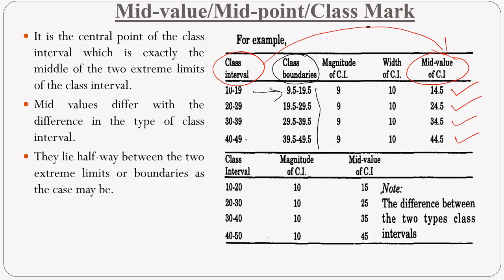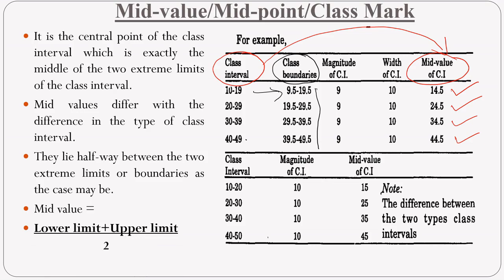Lower limit, we need to subtract. Upper limit, we need to add. As I have already explained in my previous lecture examples. So this is the formula to calculate: lower limit plus upper limit divided by 2.